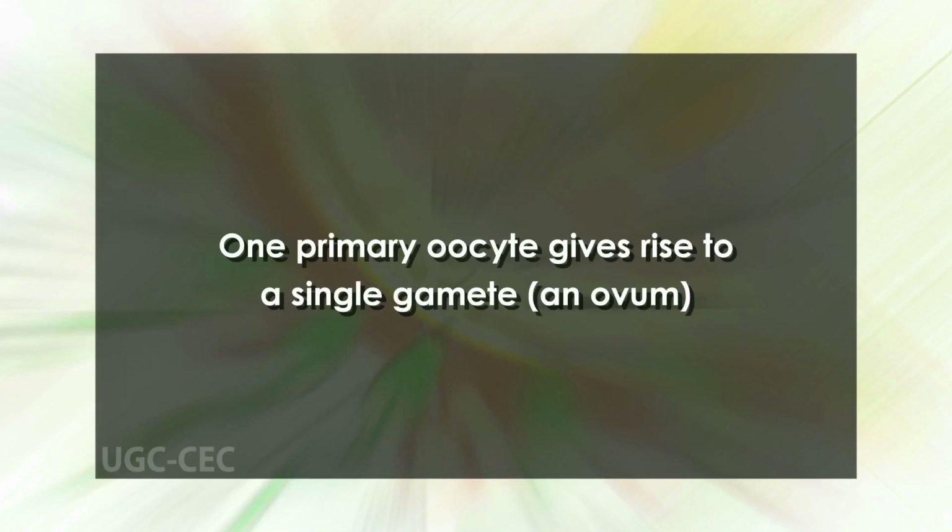The first polar body may divide at about the same time and produce two polar bodies which also degenerate. Thus, one primary oocyte gives rise to a single gamete and ovum. By contrast, in males, one primary spermatocyte gives rise to four gametes. Dear students, now let's discuss the structure of gametes.